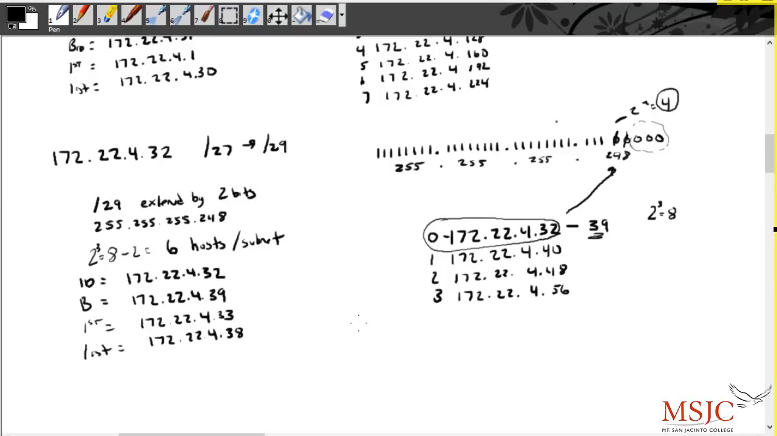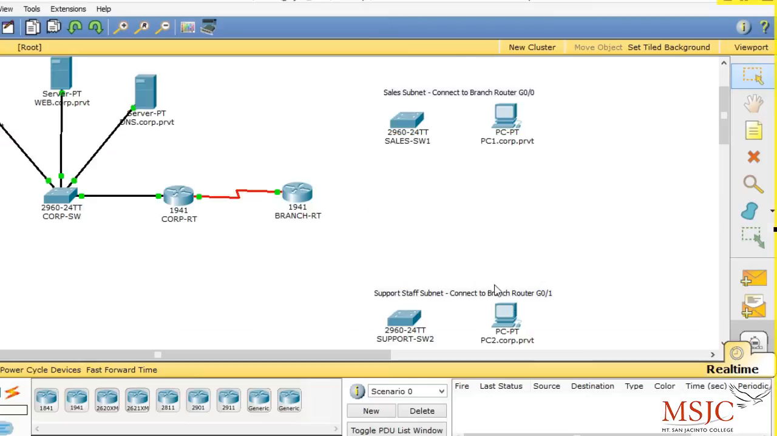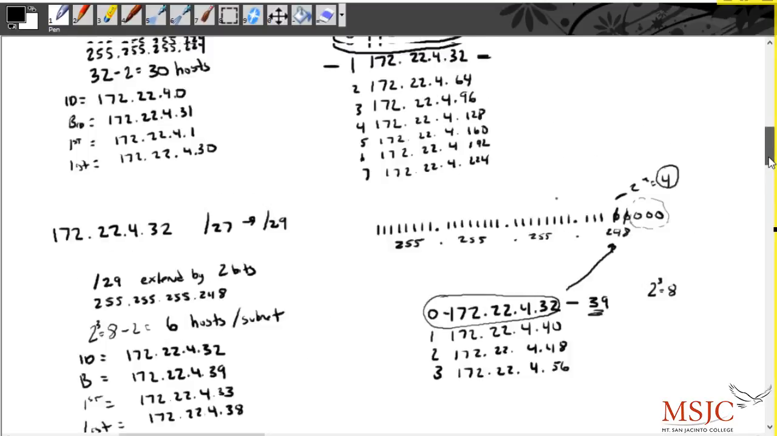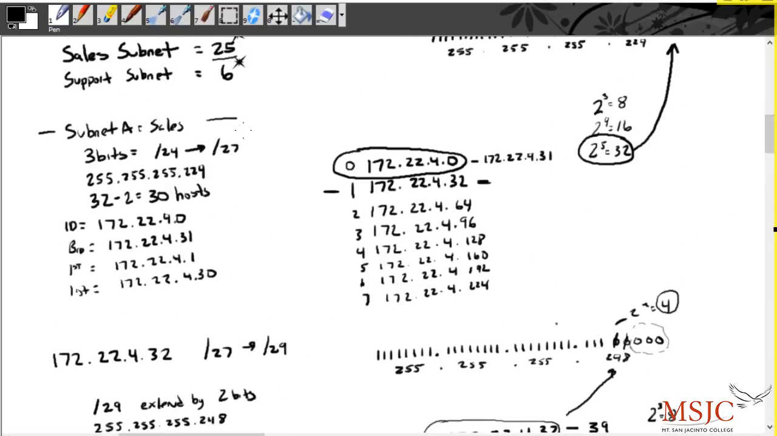So of course this particular network right here, the support staff subnet, would be assigned all of that information that we just created for subnet B. So we've now identified all of the network details for the sales and the support subnets. Notice that this is variable length subnet masks because the subnet A sales network has a /27 and the support subnet has a /29.